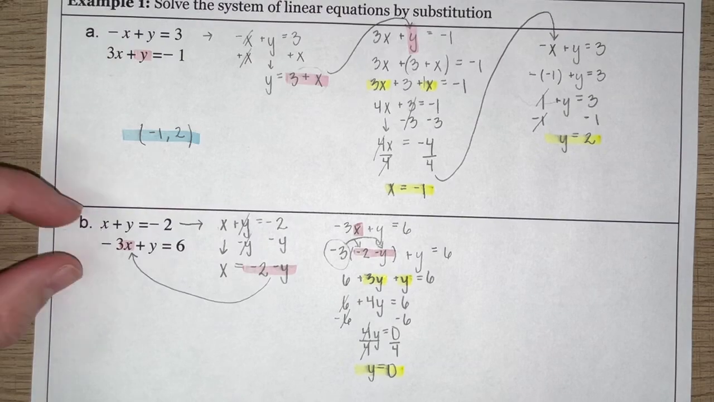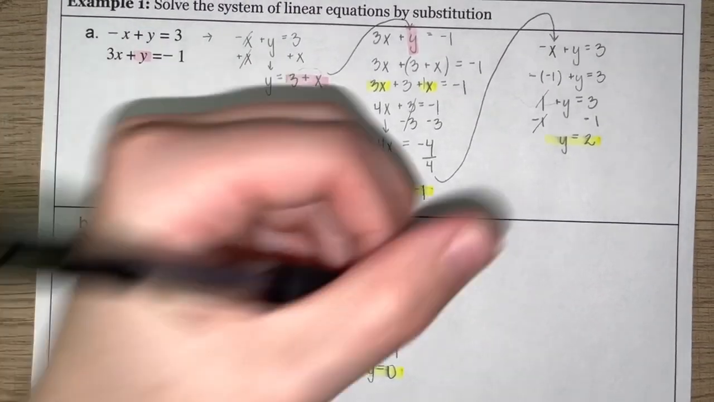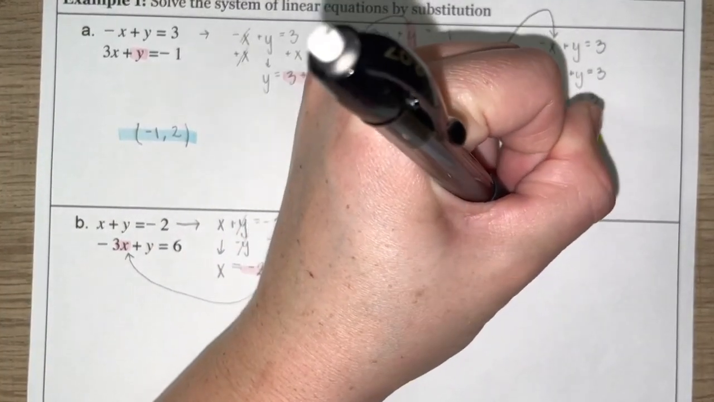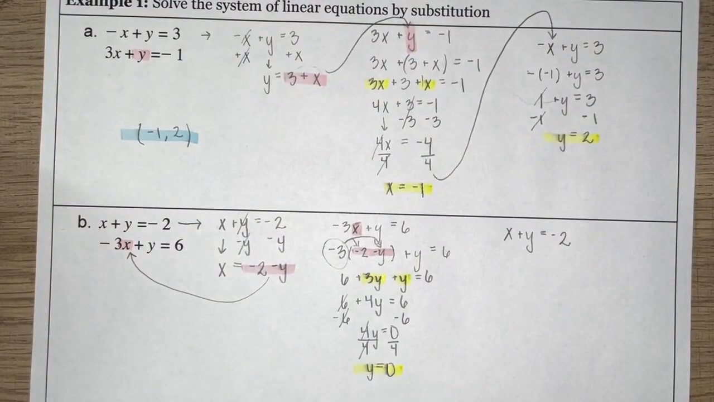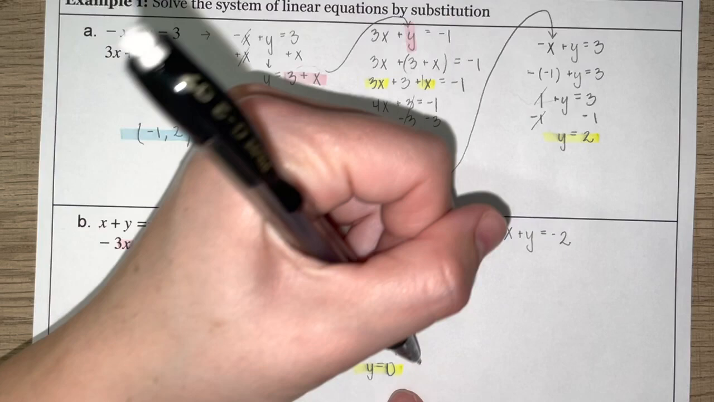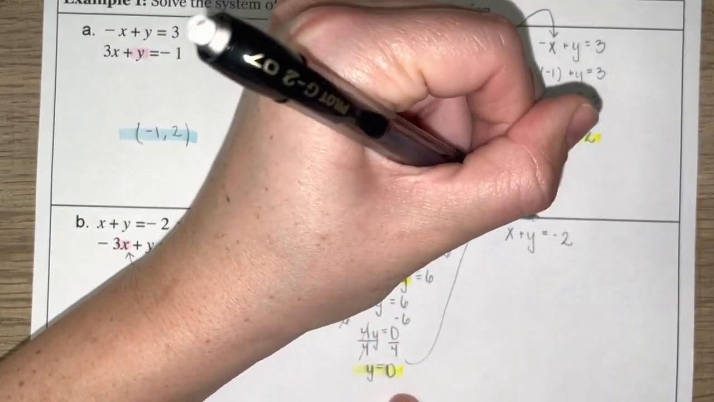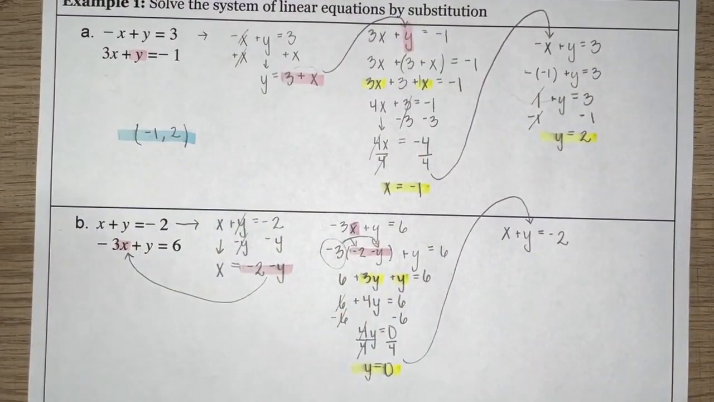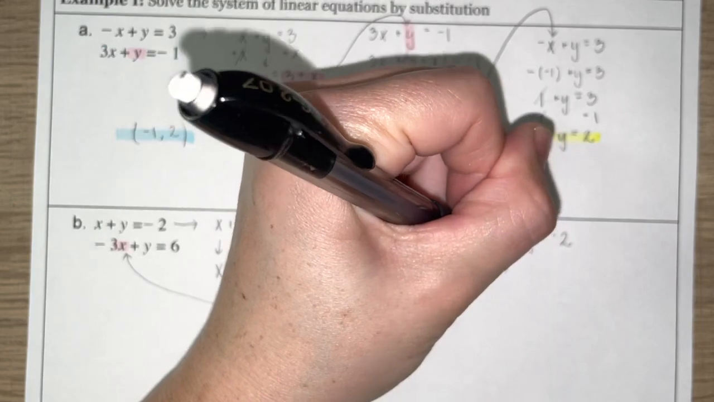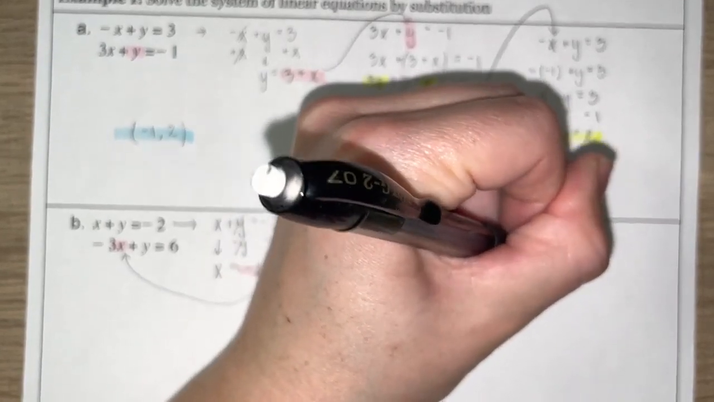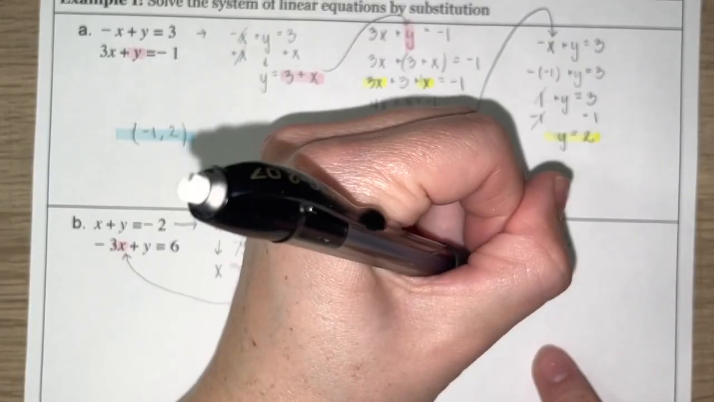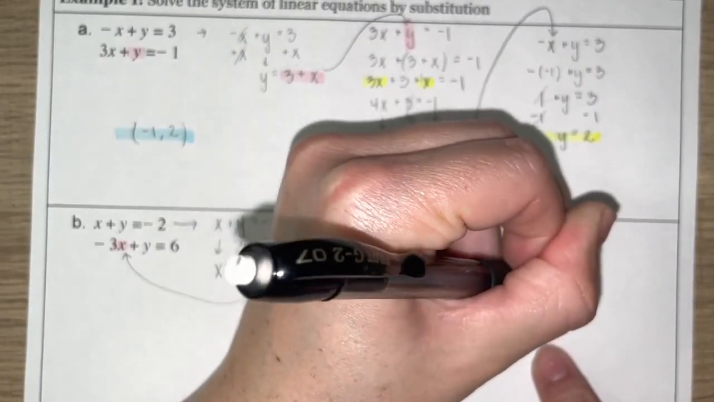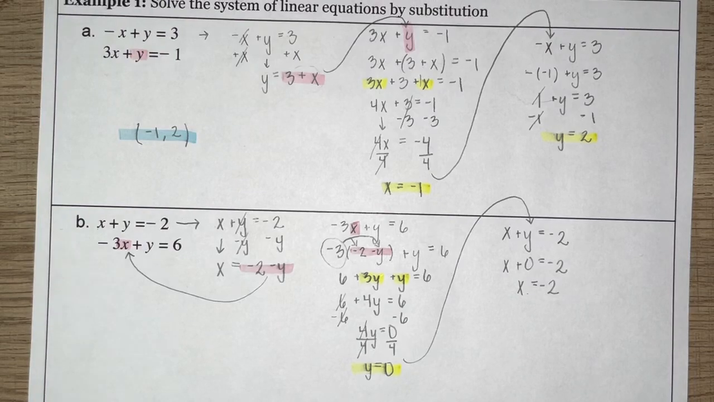Doesn't matter which equation you pick, I'm going to use the first one. So I'm going to rewrite it up here. x plus y equals -2. 0 is going to go in for y, and we'll solve for x. So instead of x plus y, it turns into x plus 0 equals -2. And then x plus 0 is just x equals -2.